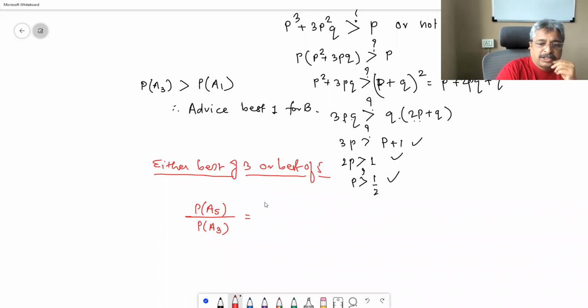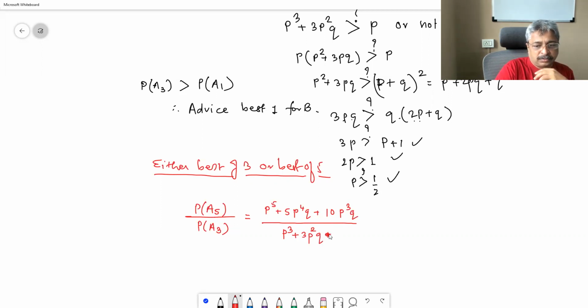we understand those calculations, P raised to 5 plus 5 P fourth Q plus 10 P cube Q square. These are the different ways that in a 5 match series A will win, adding all those probabilities, and in 3 it will be P cube plus 3P square Q, that's all. Okay, now we have to compare this.